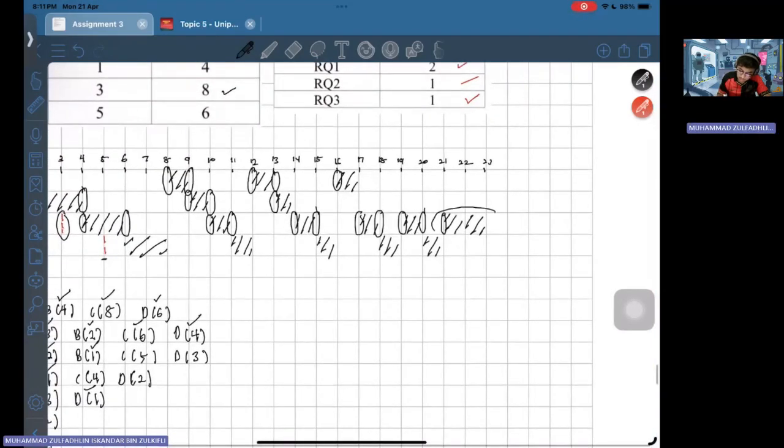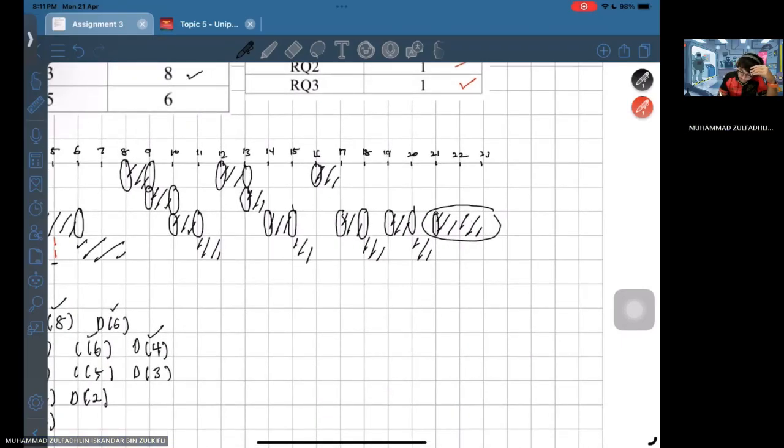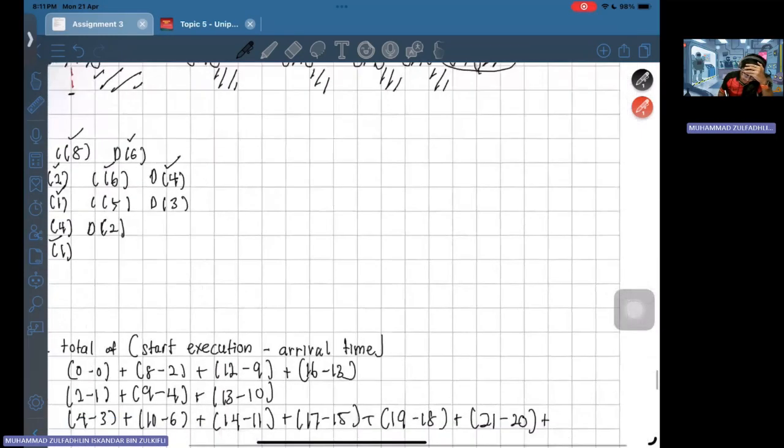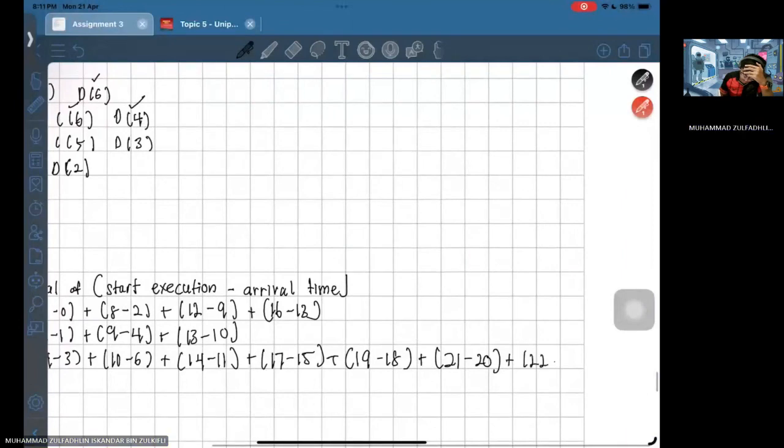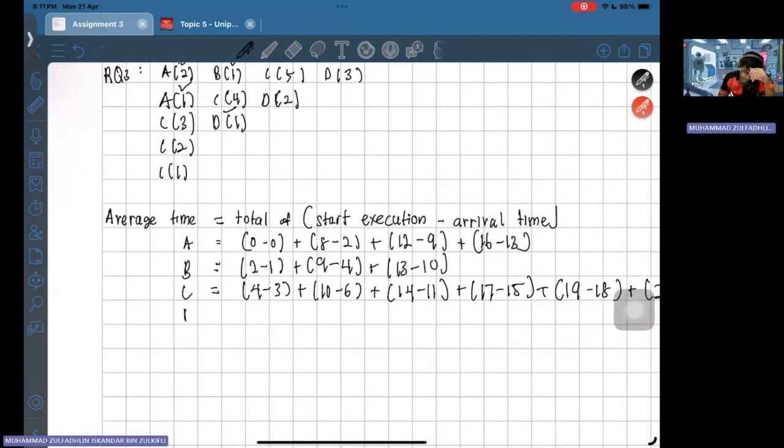Because here we have two iterations. We have two times running the process. It has 2 times start execution. So here, after C completes at T equal to 22, it will directly execute at this. So it starts at 22, and it also arrives at 22. Waiting time is 0.